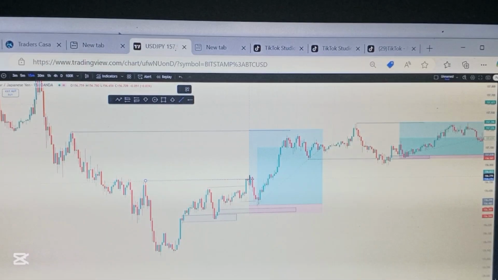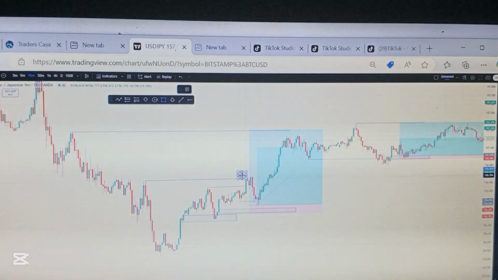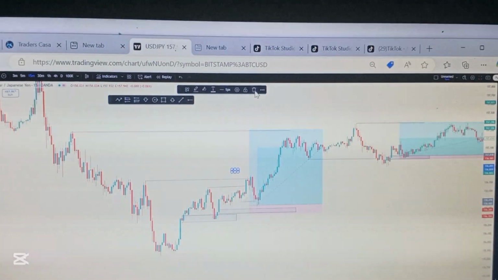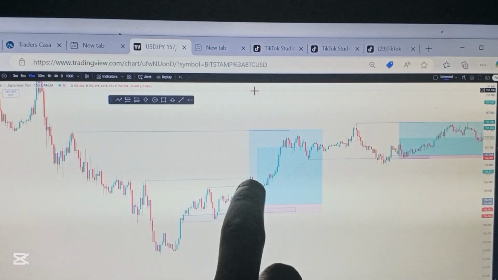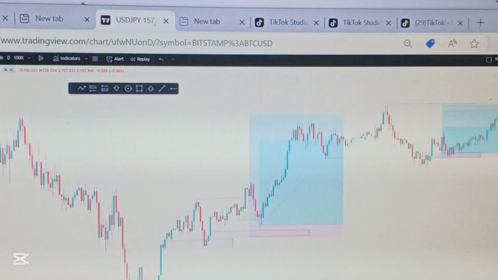So once I saw this particular breakout, I knew that the market was still on the uptrend, right? So what do I do? I mark that as my sweep of liquidity.